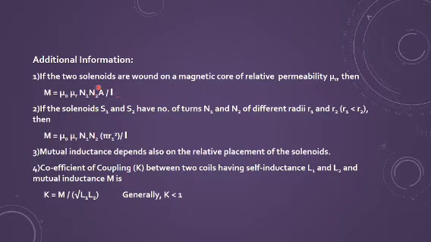Now when we derived the expression, we took that there is no core in between, it means air is there, and we took the permeability of vacuum or free space, mu naught. Now if the solenoids are wound on a magnetic core of relative permeability mu r, then this mu naught has to be replaced by mu, which you can write as mu naught mu r. So the expression for the mutual inductance will become mu naught mu r N1 N2 A divided by L. This you must note, here L is the length of the solenoid.